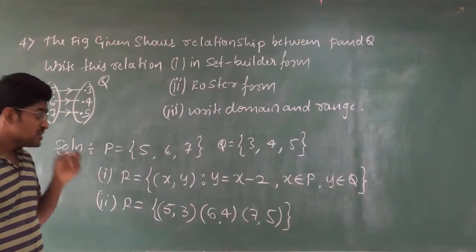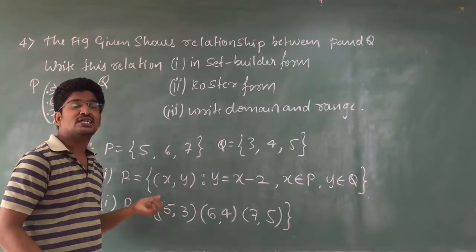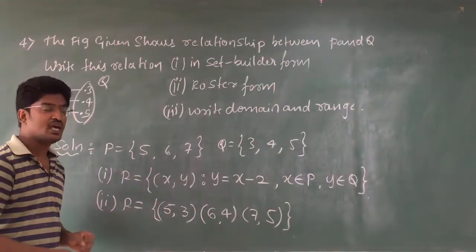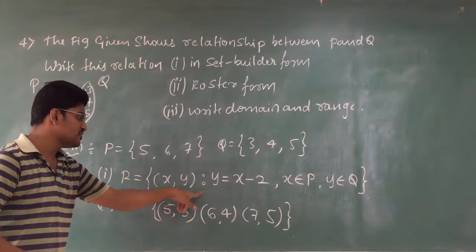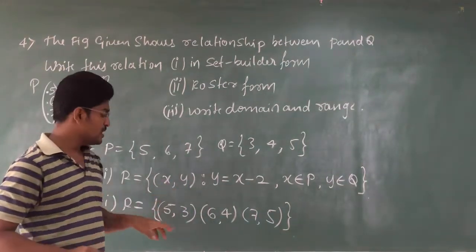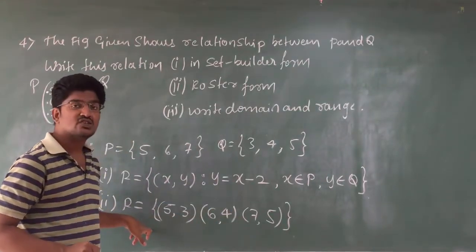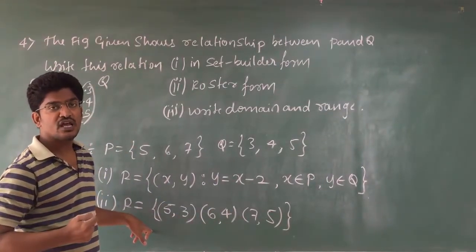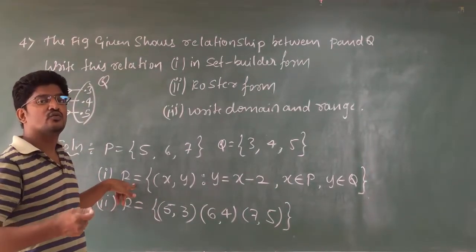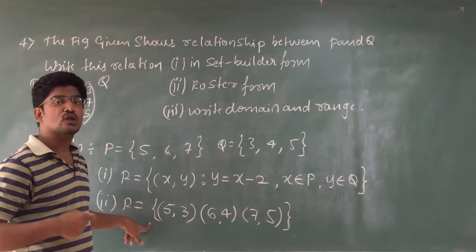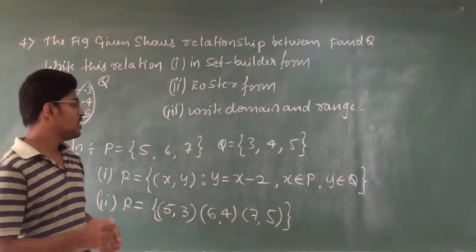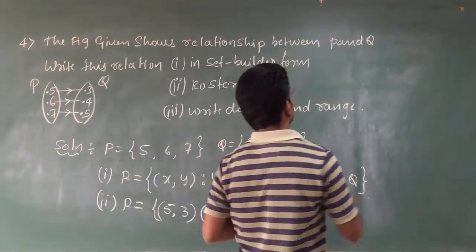Clear? So in this way you must be perfect in writing both set builder form and roster form. Clear? The definition way is called set builder form. And this particular thing is called roster form. Clear? The first thing is called set builder form, where you define with a definition. This is called roster form, where you make the list of ordered pairs. Clear? Okay. Now I will write the domain.